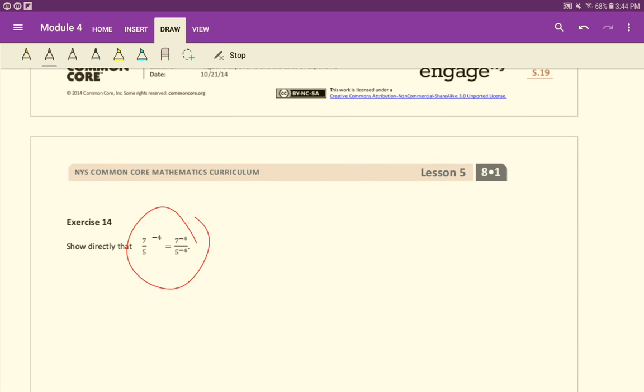Show directly that this is true. Okay, so again, I think there should be parentheses here. So let's just use our properties, right? We have a fraction, and we're going to, again, distribute that power. So we'll get 7 to the negative 4 over 5 to the negative 4, which is exactly what we see right there. So check, it works.